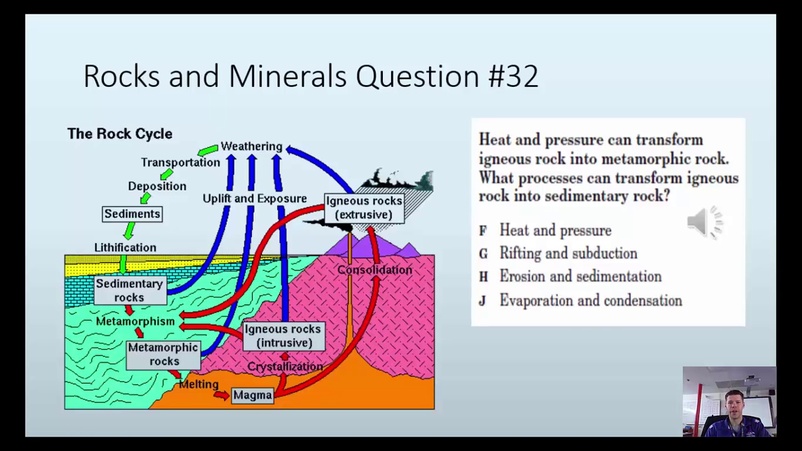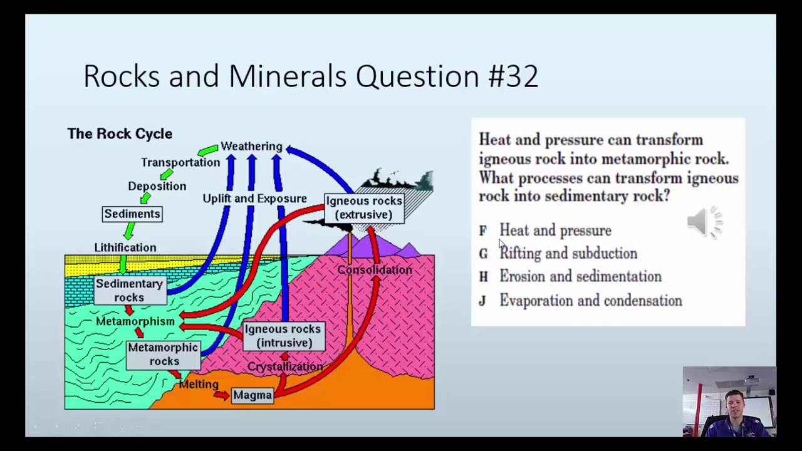Heat and pressure can transform an igneous rock into a metamorphic rock. But what processes can transform igneous rock into sedimentary rocks? So you remember, sedimentary rocks are made from weathering, erosion, deposition, lithification. So this whole process of breaking down an igneous rock into little chunks and using minerals and the Earth's materials to glue it back together into a new rock.